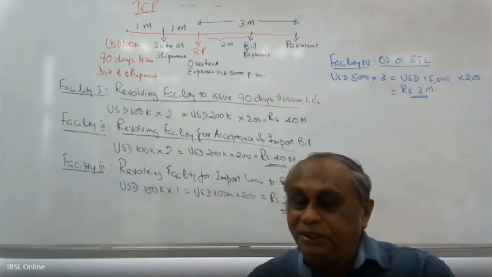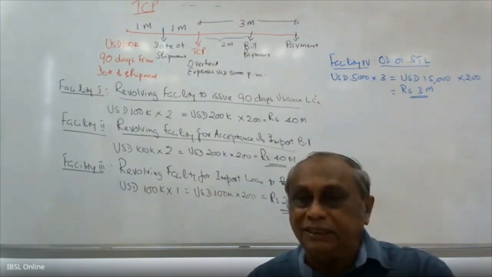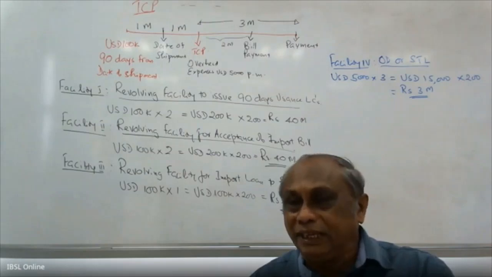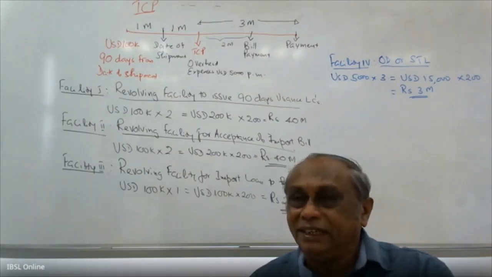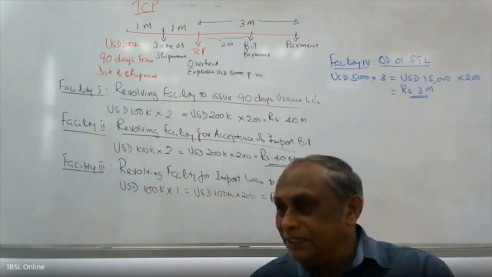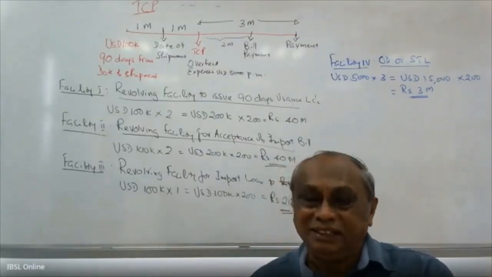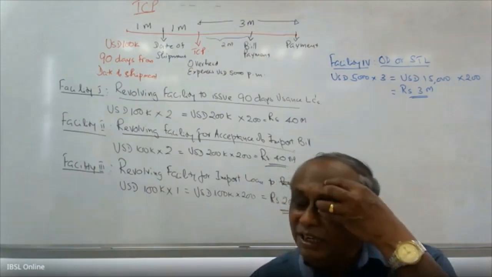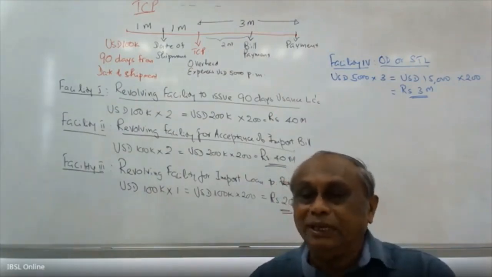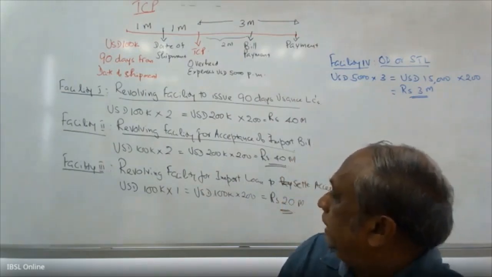You can put various other certificates, such as inspection certificate, packing list, country of origin certificate, certificate of origin, etc. Then your answer is complete. Right? Okay. Quickly, we'll go to the second one, revolving facility for acceptance.